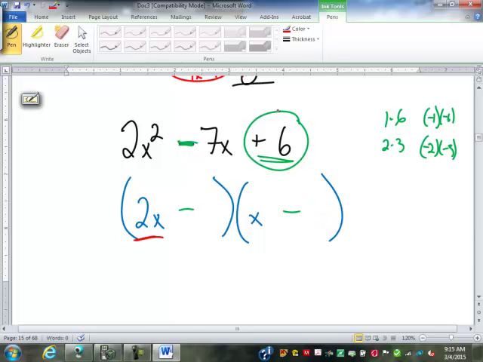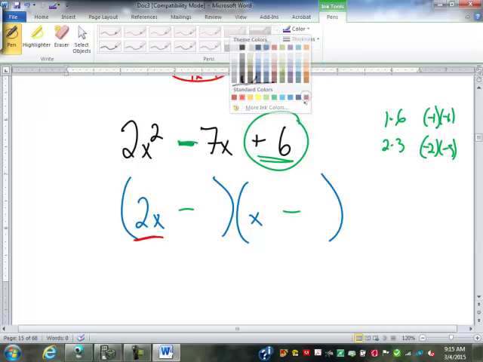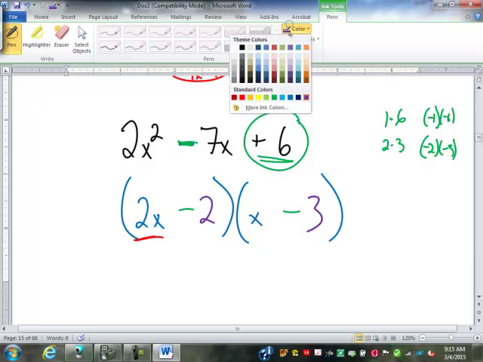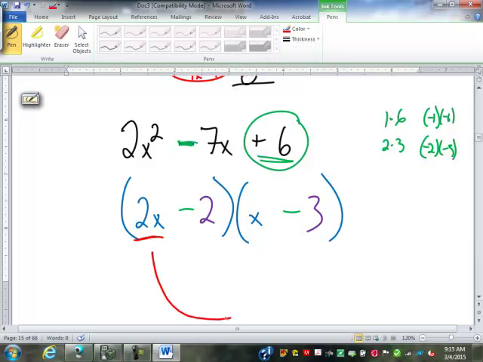So we're going to go to the 2 and the 3. Let's put in a 2 and 3 here. Negative 2 and negative 3. So let's check it on the outside. 2x times negative 3 is a negative 6x. Negative 2 times x is negative 2x, which gives us negative 8x. Well, that's not what we wanted either. Does that mean we're all done? Can't do it? No answer? Go home? Forget about it?